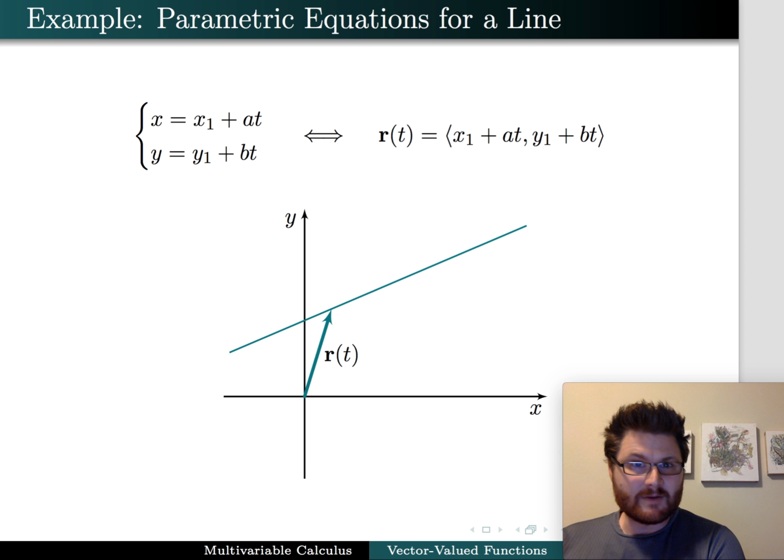And when we had parametric equations for a line, different values of the parameter point to different places in the plane, but those all fell on a line. So we've already seen a vector-valued function before. We can do others, though, that aren't linear.